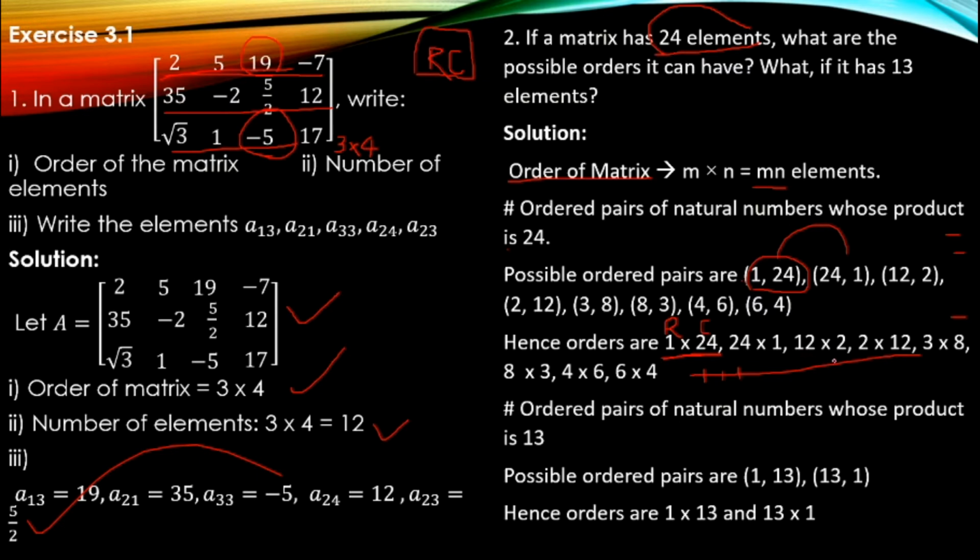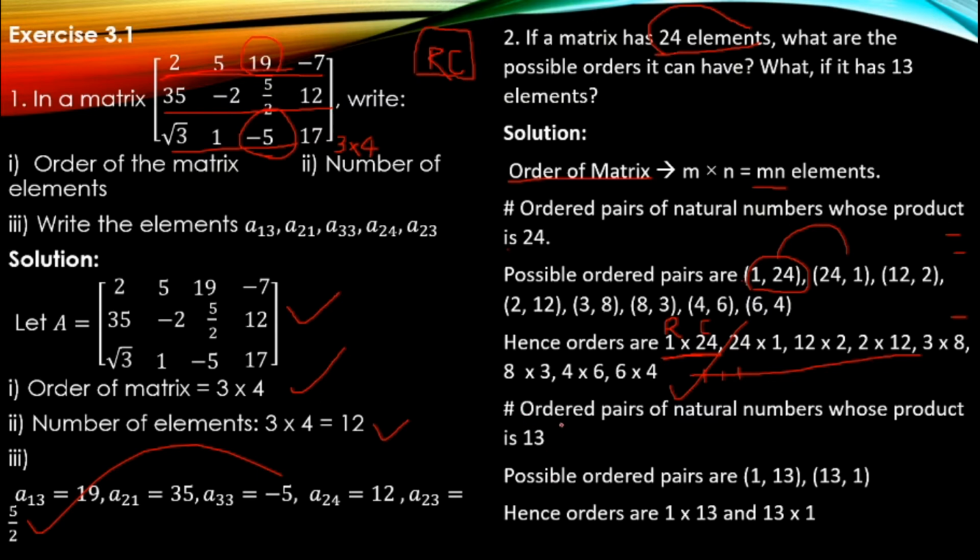So 12 by 2, 2 by 12, 3 by 8, 8 by 3, 4 by 6, 6 by 4. These are all orders of what? Possible orders for how many? 24 elements. Don't forget, when it is 24 elements, you form the products, that is factors. From factors you get the products.